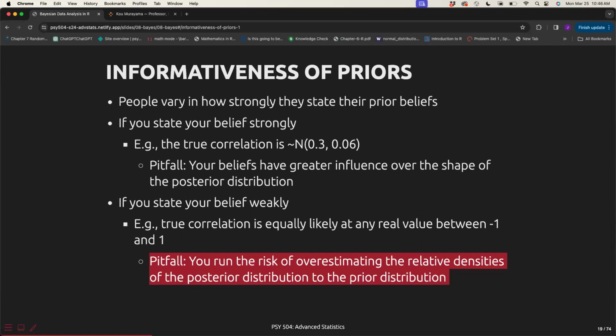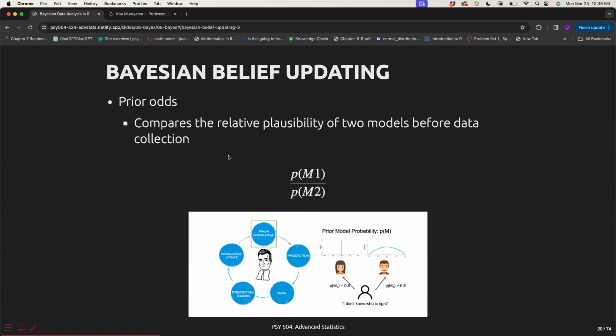I don't think of it necessarily as a bad thing because the data is going to tell you what it is anyways. So I don't think that that's a bad thing, but it could be a bad thing depending on what your question is. All right, so let's go back to the Bayesian belief updating stages here. Are there any questions about priors?